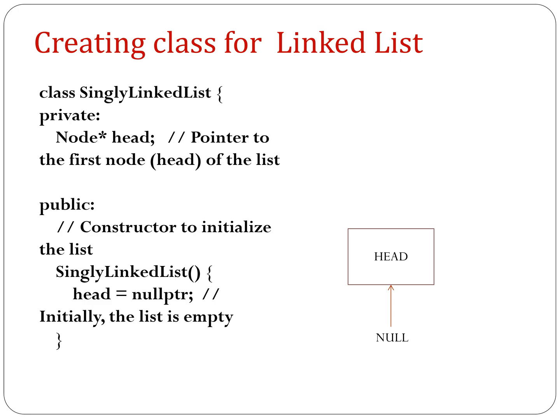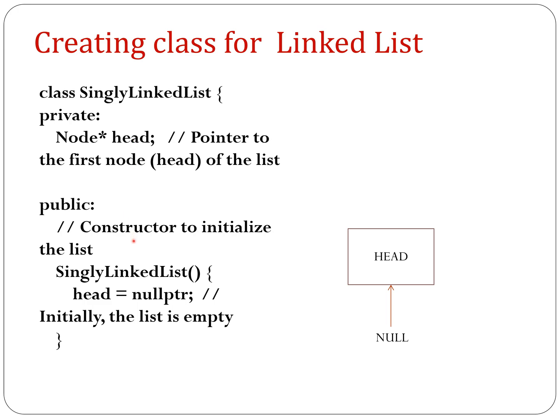So here, while creating a class for the linked list, we have to follow some programming steps. Suppose we are creating a class for a singly linked list. First, we have to declare a class. Class SinglyLinkedList is the name of the class. In the private section, we have to declare a head pointer because head is required. It stores the address of the first node in a linked list. So we are creating the pointer head which stores the address of the first node.